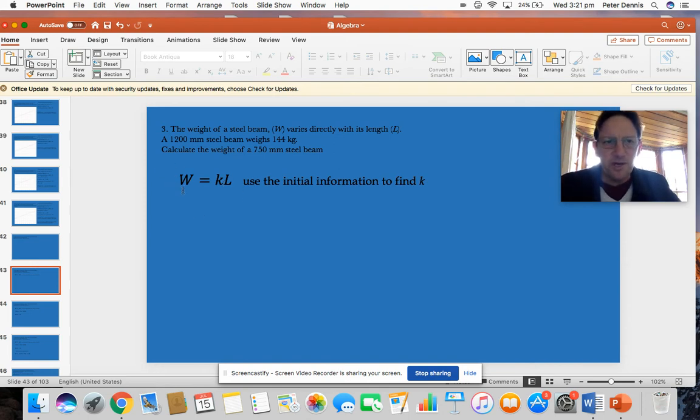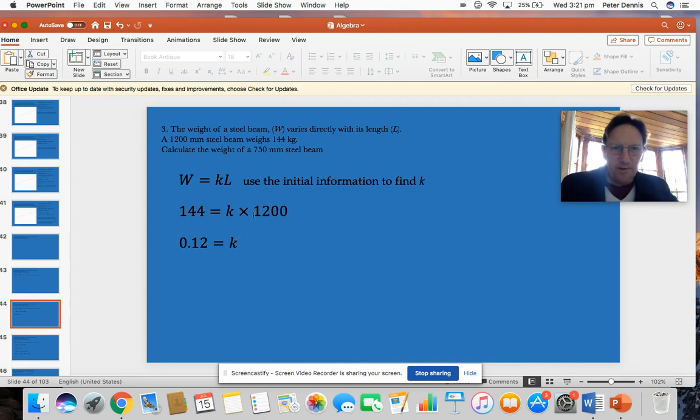We don't know K in this case, so how do we find it? We use the initial information that they've given us. They always give us some information. What have they given us here? They've given us that the weight is 144 when the length is 1,200. So 144 equals K times 1,200.